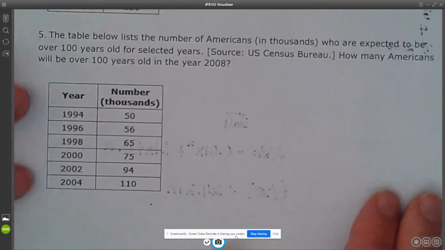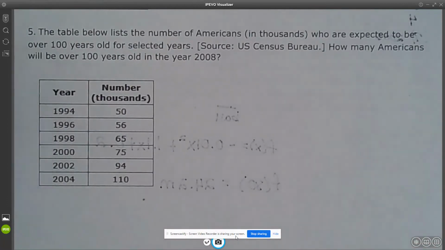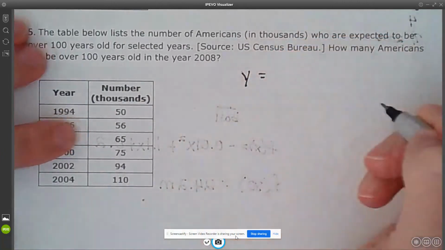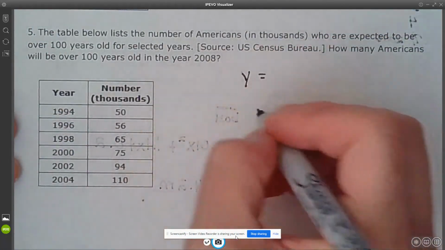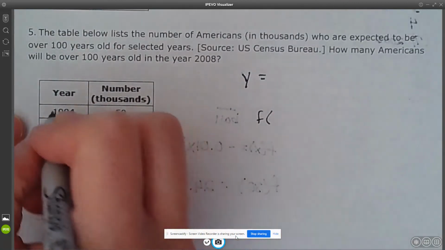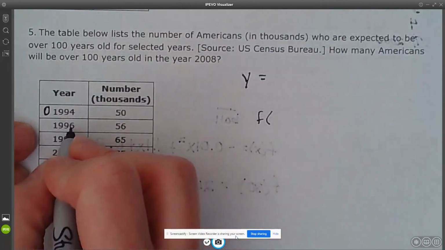All right, let's look at number 5. The table below lists the number of Americans in thousands who are expected to be over 100 years old for selected years. How many Americans will be over 100 years old in the year 2008? So we're looking for our y equals, and then we got to figure out f of what. All right, this is years again, so this is year 0.